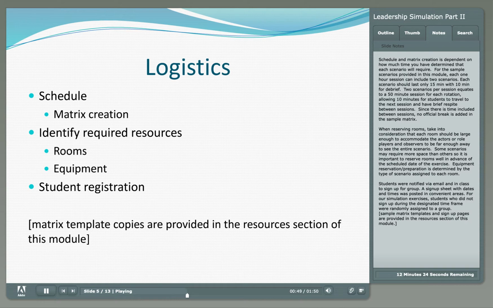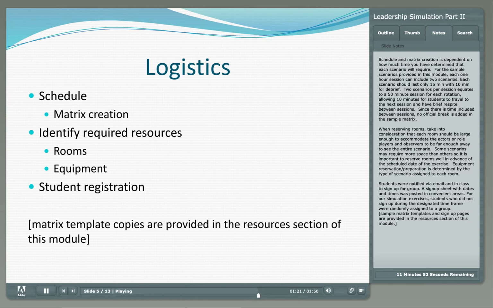When reserving rooms, take into consideration that each room should be large enough to accommodate the actors and for observers to be far enough away to see the entire scenario. Some scenarios may require more space than others, so it's important to reserve rooms well in advance of the scheduled date of the exercise. Equipment reservation and preparation is determined by the type of scenario assigned to each room.